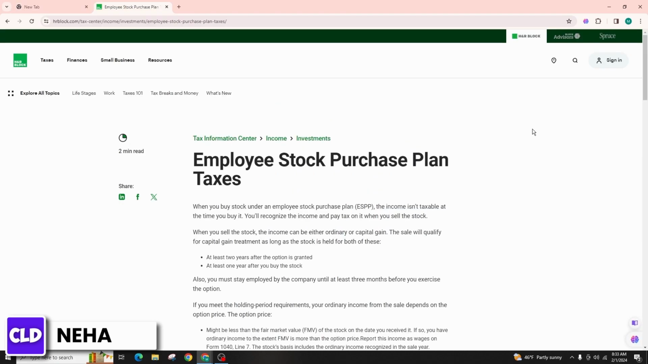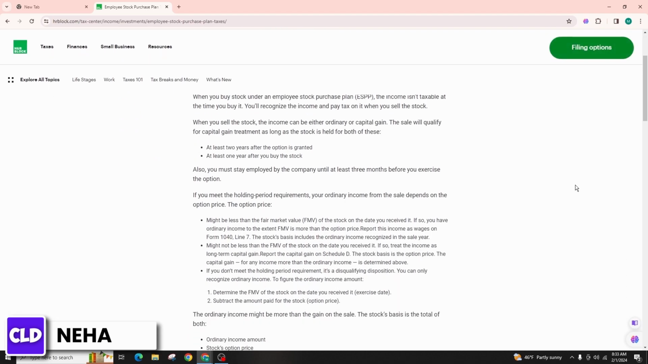First of all, you have to collect all the relevant documents related to your ESPP transactions for the tax year, including Form 1099-B from your brokerage or financial institution. This form will provide information about the sale of ESPP shares, including the sale price and the cost basis.